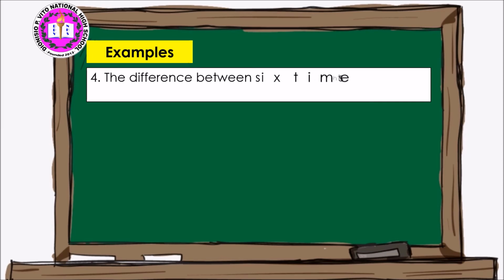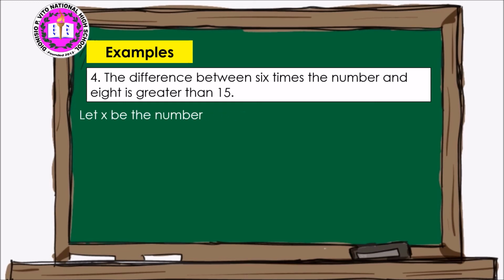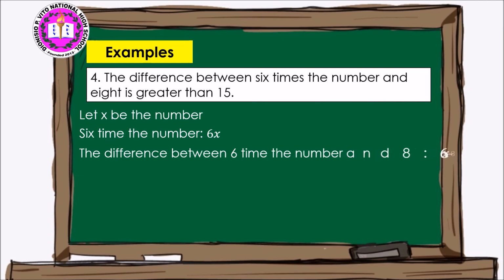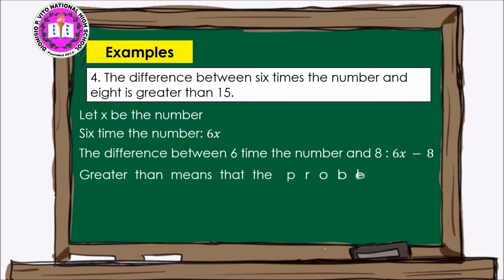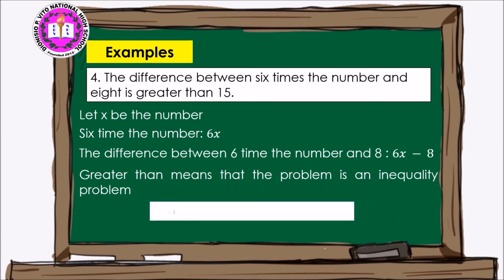Our fourth example, the difference between 6 times the number and 8 is greater than 15. Let x be the number, 6 times the number is 6x. The difference between 6 times the number and 8 is 6x minus 8. Greater than means that the problem is an inequality problem. The inequality is 6x minus 8, which is greater than 15.